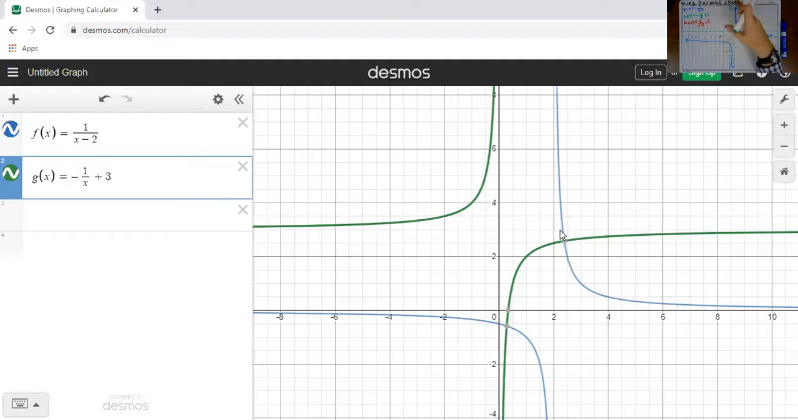So it looks like instead of being in quadrant 1 and quadrant 3, it's more like it's in quadrant 2 and quadrant 4. It's been flipped upside down.